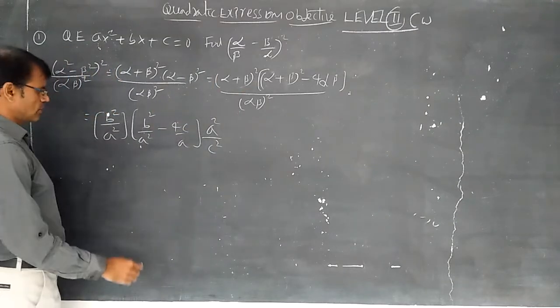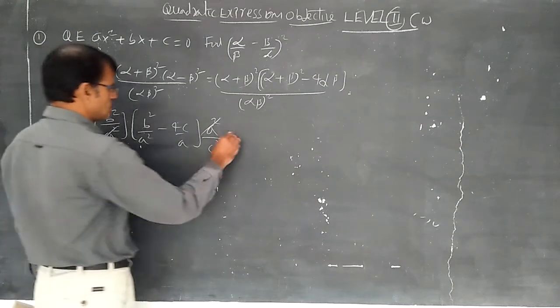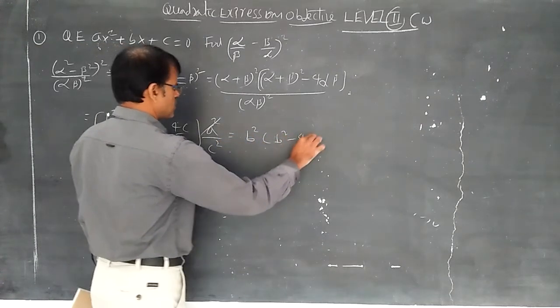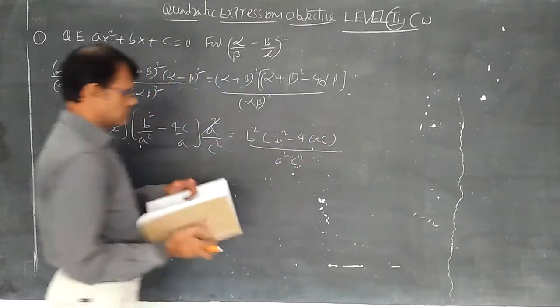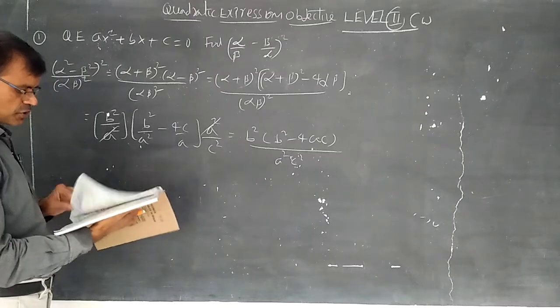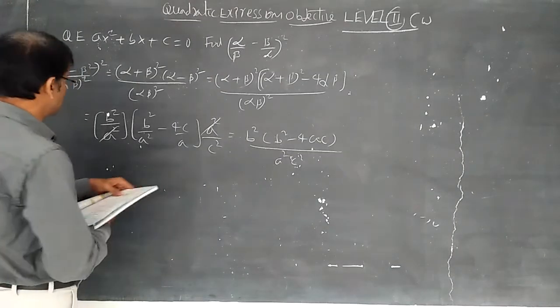Taking reciprocal, a square will be cancelled. You can write b square into (b square minus 4ac), whole by a square c square. Yeah, second one. First question, module 2 class first half.